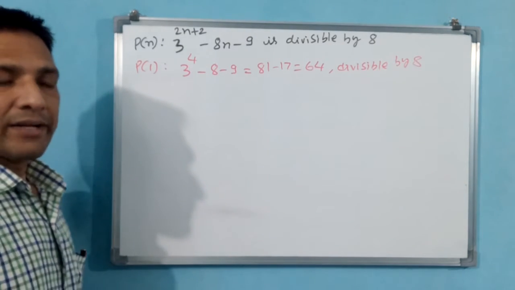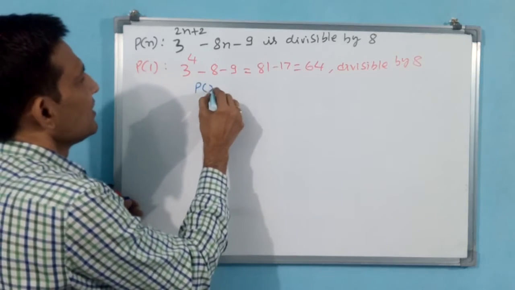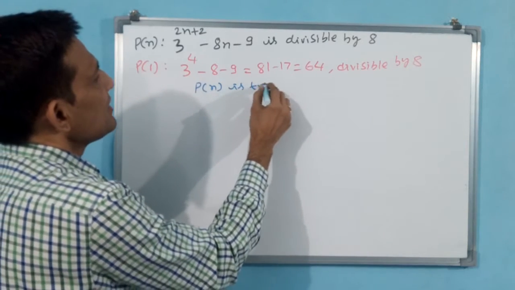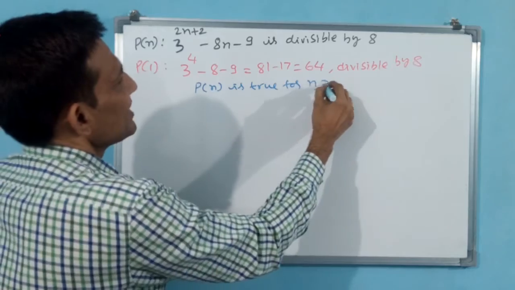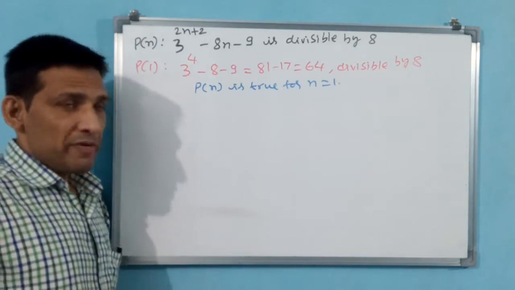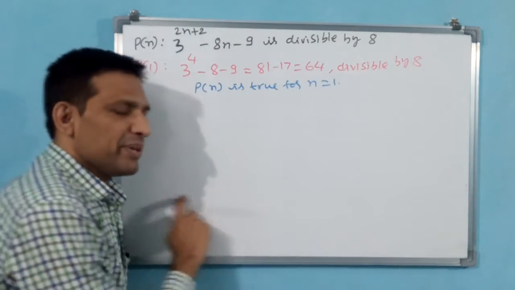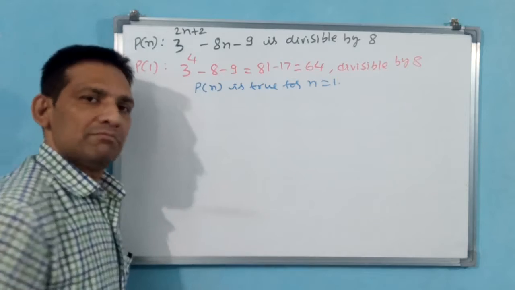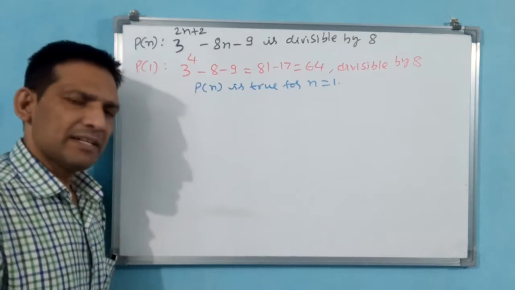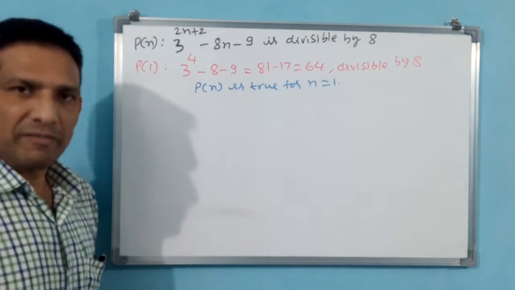Now what you can write? Pn is true for n is equal to 1. Write down. Pn is true for n is equal to 1. Divisible by 8. You know very well that at Pk you have to take 8d. At Pk plus 1 you have to take 8m. If you prove that, then you have proved. Now you go for P of k.